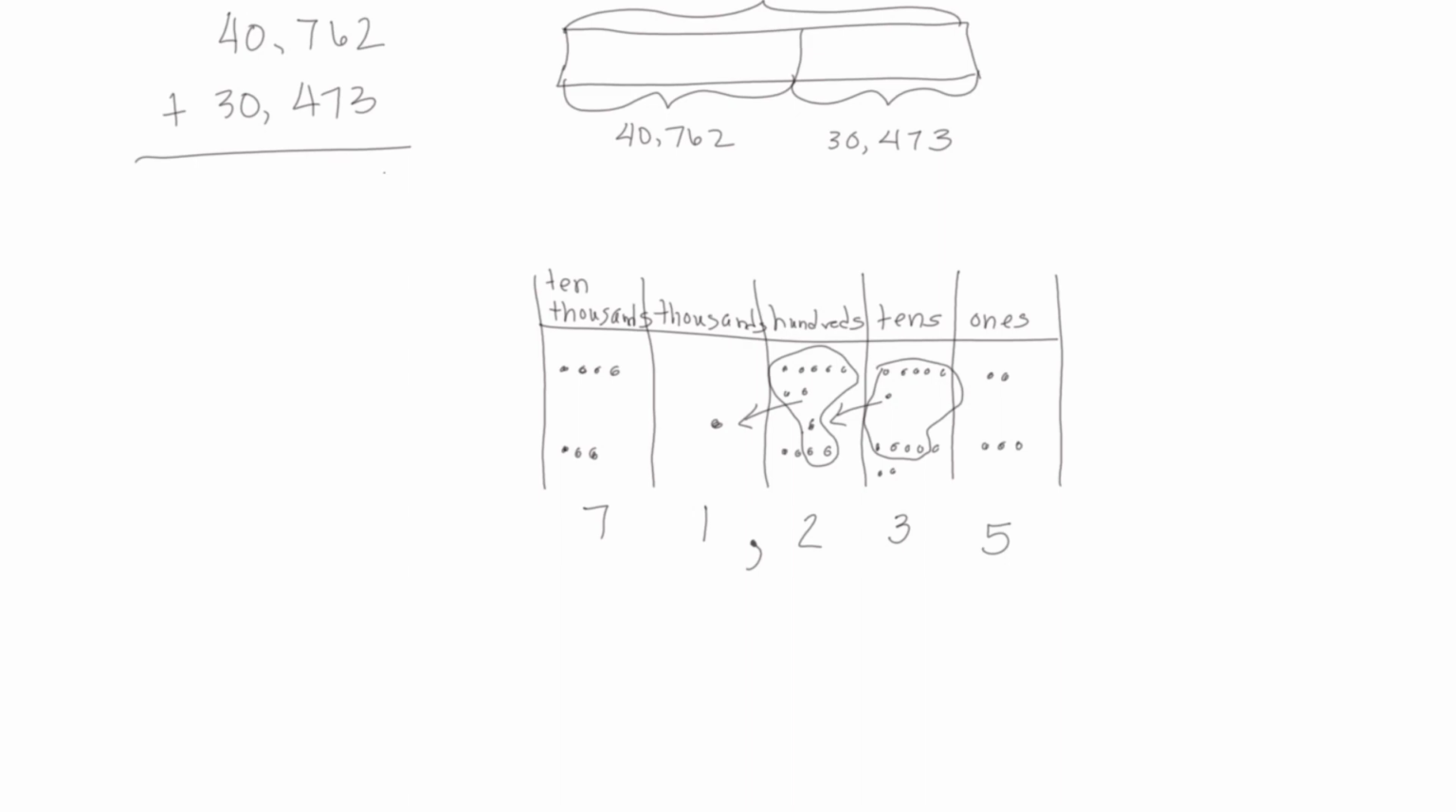Now I'm going to go back over to my original problem, and I'm going to do this another way, which is what we call the standard algorithm. So we're doing exactly what we're doing in the place value chart, but we're doing it without drawing the place value chart. So I'm going to start with the ones, just like I started with the ones in the place value chart. I had 2 ones and 3 ones, so I had a total of 5 ones.